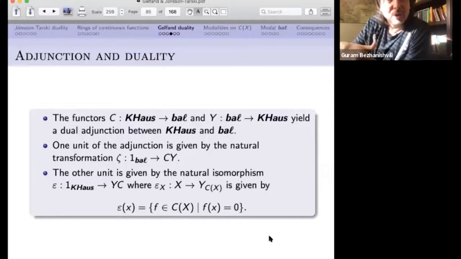In the Stone case, you would look at all the clopens that contain this X. Remember, clopens we're identifying with continuous characteristic functions. So these are exactly all the continuous characteristic functions that send this X to 1 or 0, depending on whether you work with ideals or filters. When we work with maximal ideals, we look at all the functions that vanish at this point X, and this gives us exactly the maximal ideal that is uniquely determined by this point.